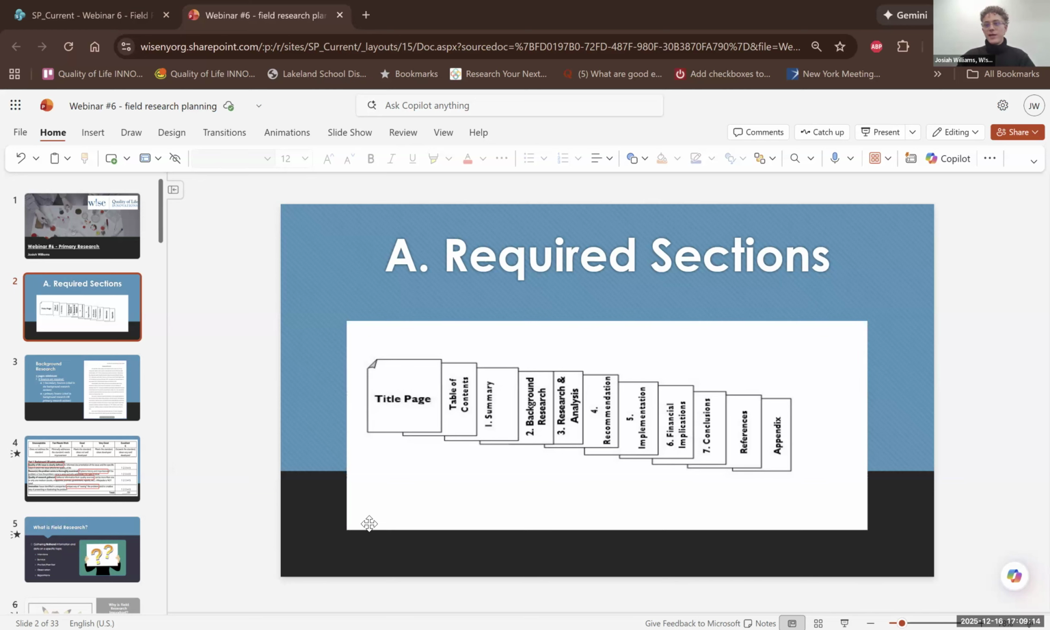So it starts with a title page, and then a table of contents, and then a summary. This is the first written piece. The summary just goes over everything you do in one page. It's similar to an abstract in a literature article. And then after the summary, you have the background research section. This is 3 pages minimum. And this, like I said, sets up the context of the quality of life issue. So you have to make the argument that my topic is a quality of life issue, and here are the reasons why.